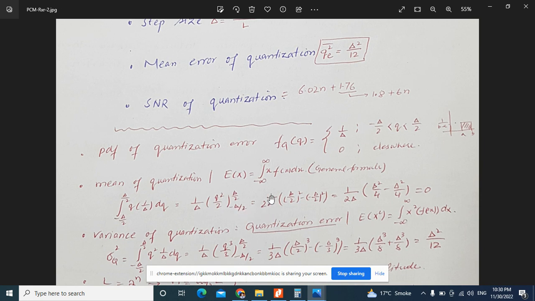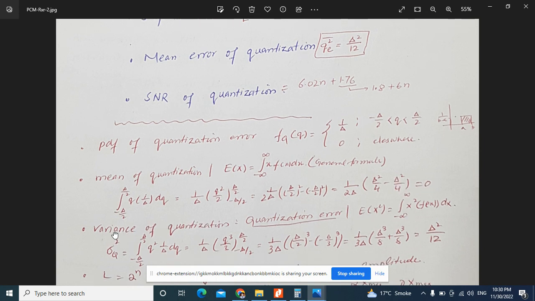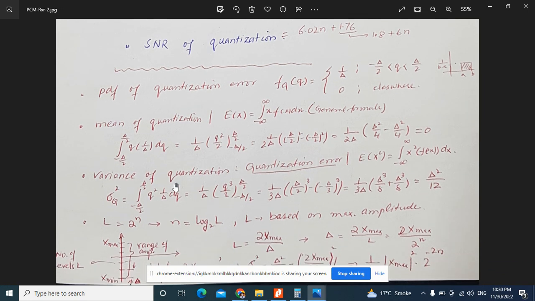So 2 is constant, so 1 upon 2 delta, and then you can insert the upper limit minus lower limit. So 1 upon 2 delta, that is delta square by 4 minus delta square by 4. So this will be cancelled with each other, and then the answer is 0. So the mean of quantization is 0. And then the variance of quantization.